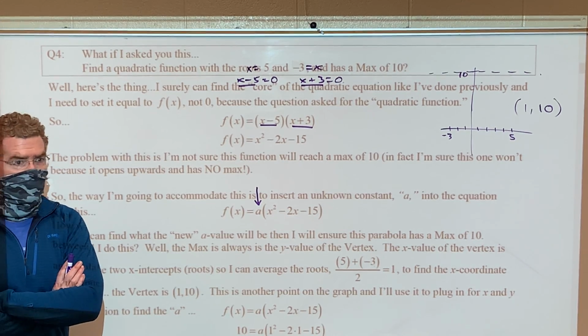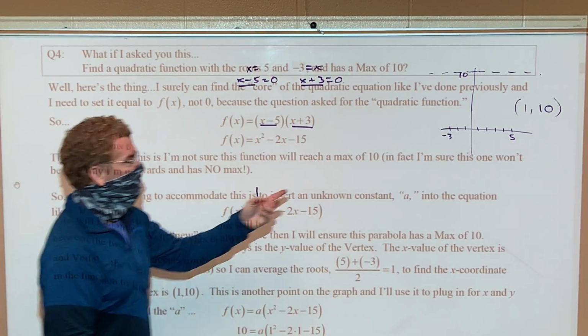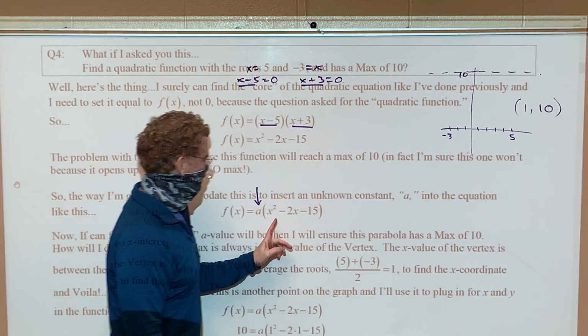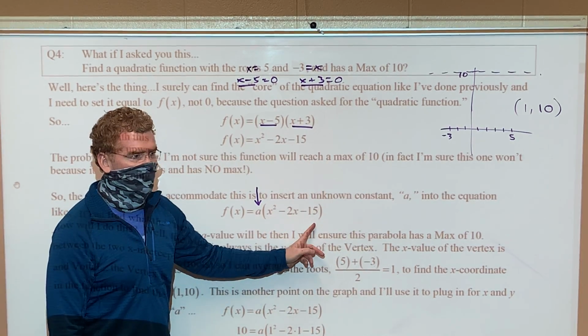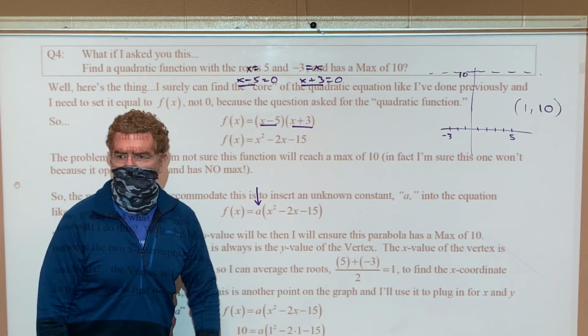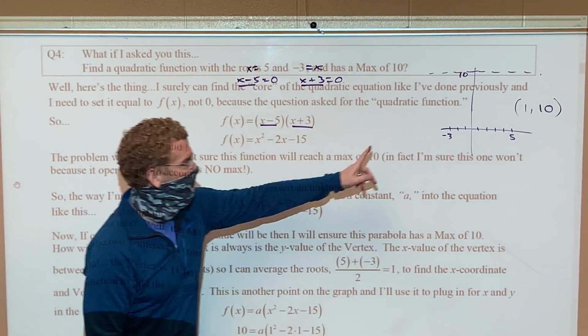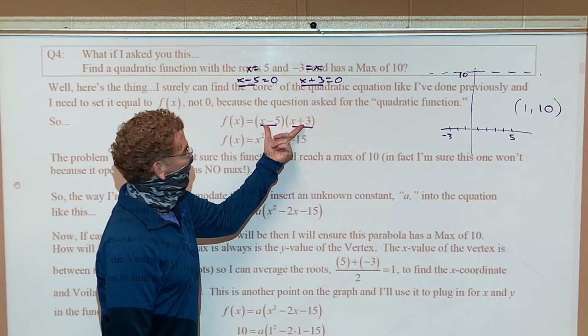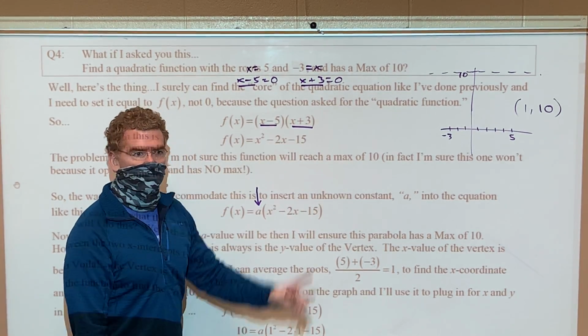The vertex this time. If I go and use 5, 0, look what happens. 25 minus 10 minus 15 is 0. Plug a 0 for y and I get 0 equals 0, because I've already used the 2 points here. But the point I haven't used is the vertex.